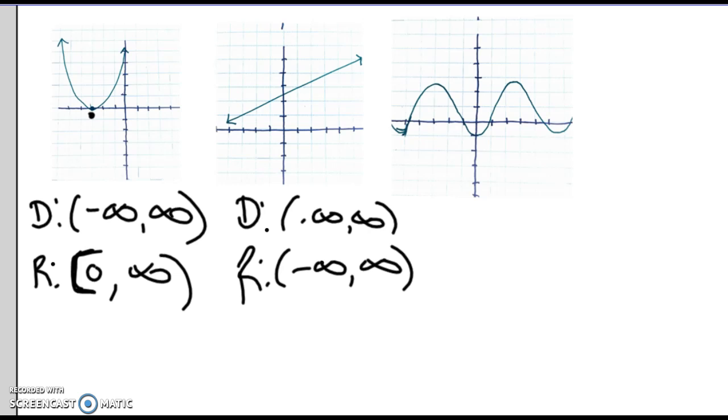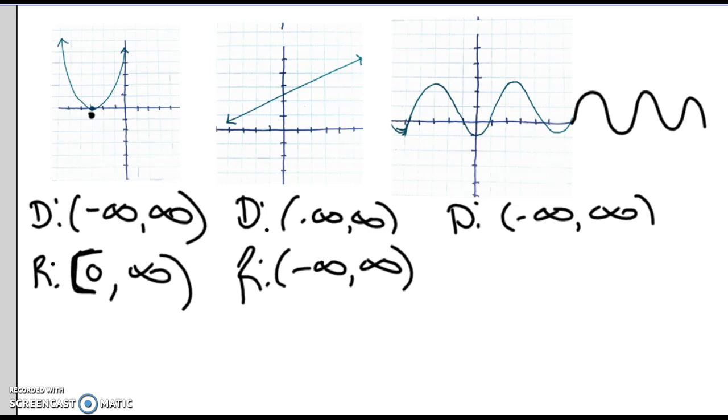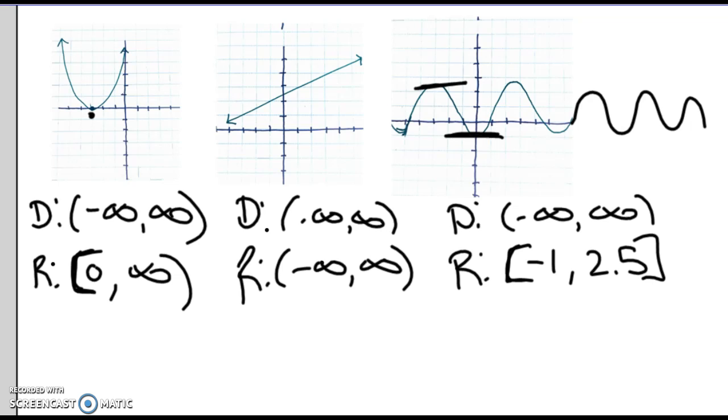Ooh, a sine function. The domain looks to be that it goes in this pattern like this. The domain is any real number, so it goes from negative infinity to infinity. The range, however, goes between here and here. So it starts and includes negative 1 and goes up to 2.5. And that would be my range. And that is a review on domain and range.